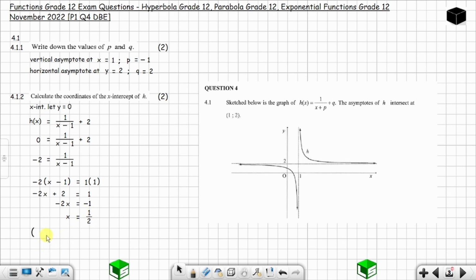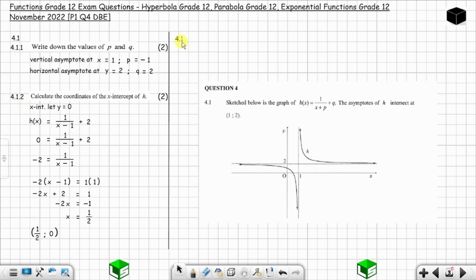You have the x coordinate, and then the y coordinate is 0. Remember, at the x-intercept, the y coordinate is 0, okay? So you have to write in coordinate form. Remember to write in coordinate form when they ask you to calculate the coordinate of the x-intercept. They want you to write it like this, okay? Let's carry on.